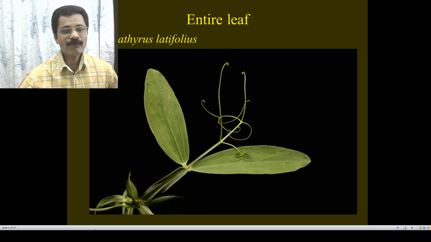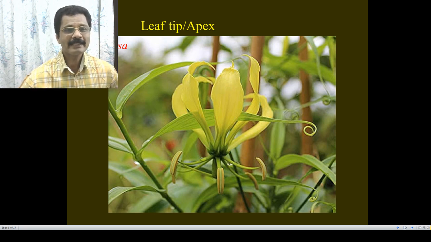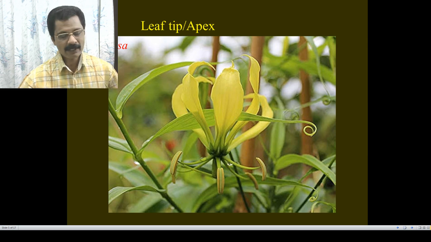As in the case of Lathyrus latifolius, the entire leaf or the leaflet is modified into tendril, again for climbing support. In the case of Gloriosa superba, the leaf tip is modified into tendril. This also helps the plant to climb on the support.